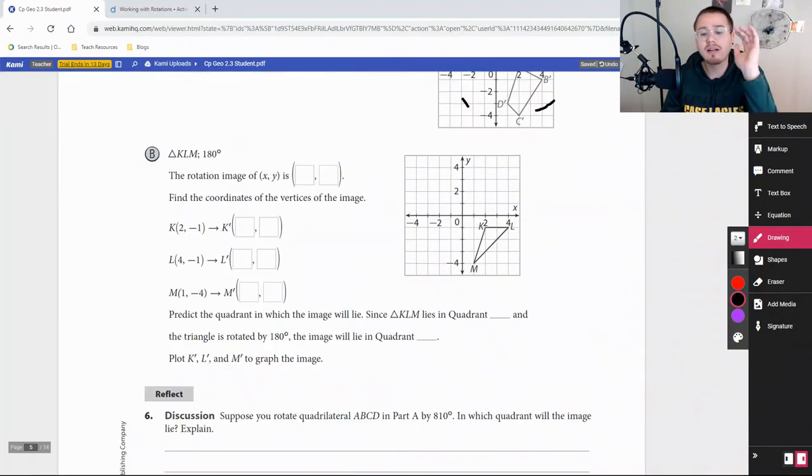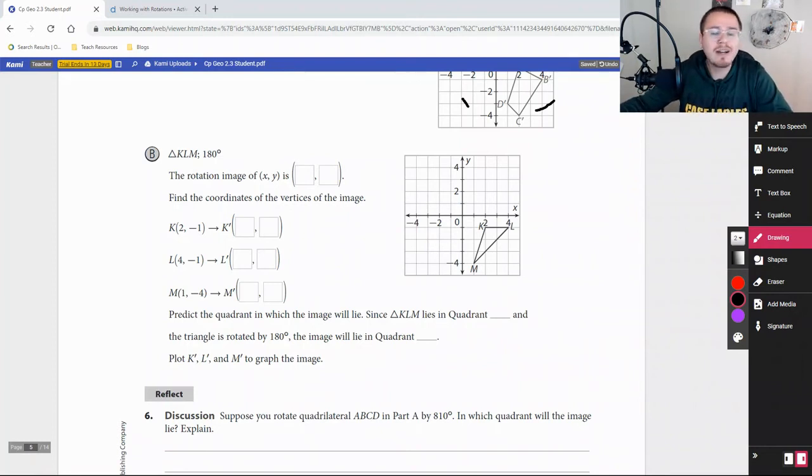So this is a great opportunity for you to pause the video and try to rotate this triangle KLM. And you're back. Thanks. Because you did pause, right? And if you didn't, do it now and rewind, then come back. I know you did it now, so let's go.